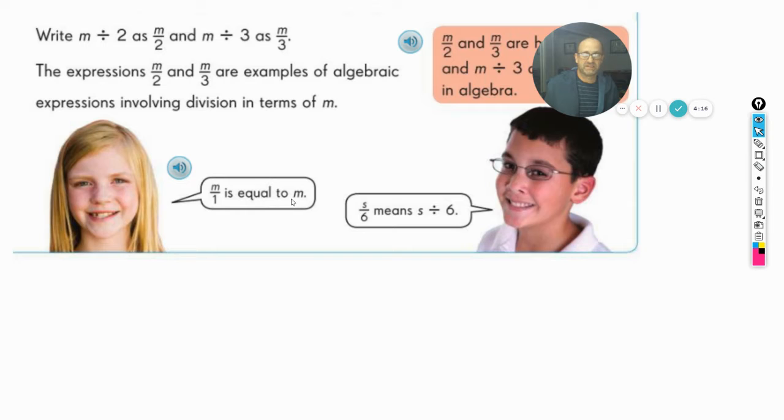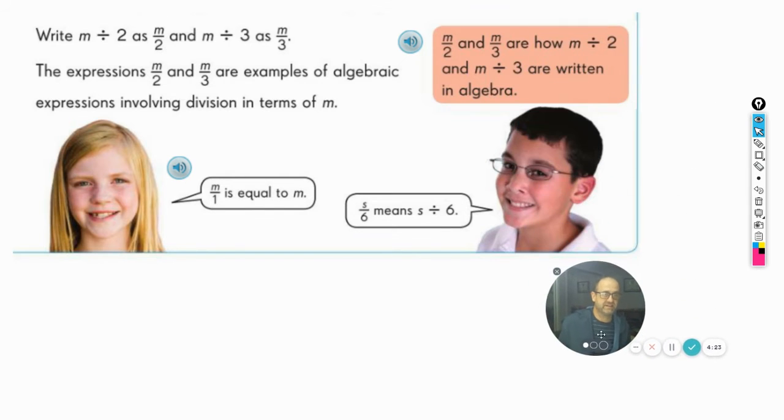M over 1, by the way, is equal to M. S over 6, because that's just M over 1, right? And S over 6 means S divided by 6.